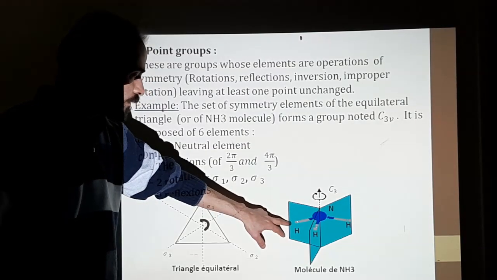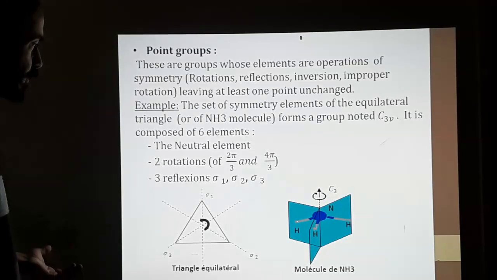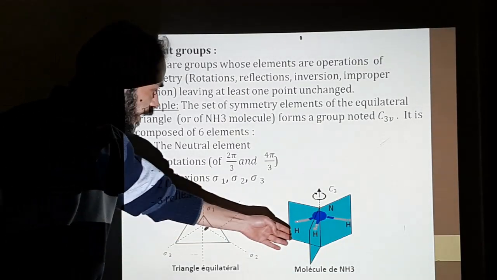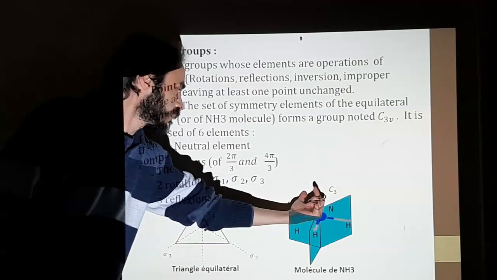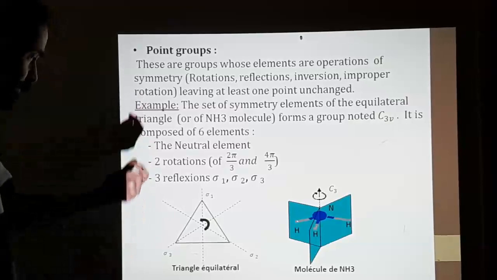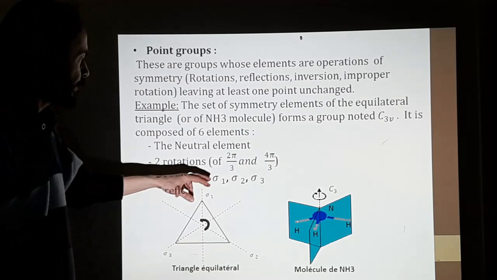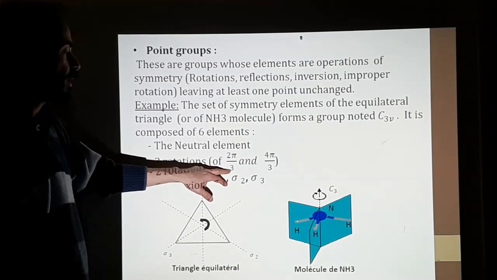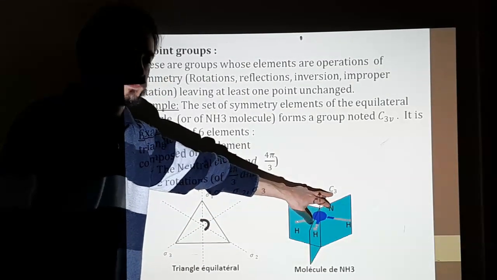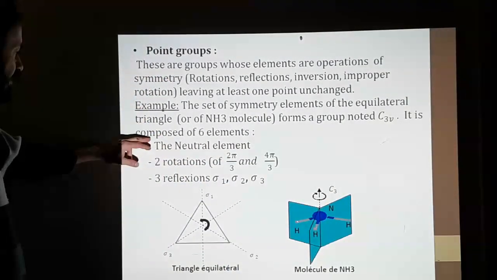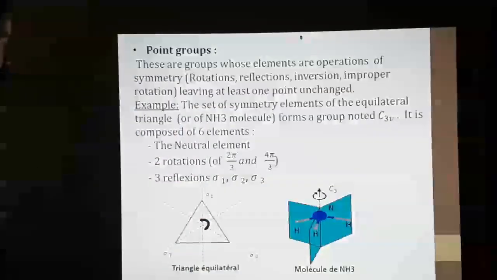Now, for the NH3 molecule, it's the same operations of symmetry, except here it's in 3D. So you have here reflection planes, and the C3, the two rotations of 2 pi over 3 and 4 pi over 3. Now, a rotation of 2 pi over 3 in spectroscopic notation is called C3. And this group that contains here 6 elements is noted C3V. We will see why after.